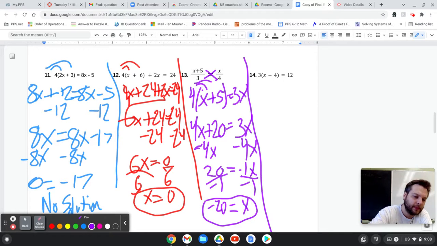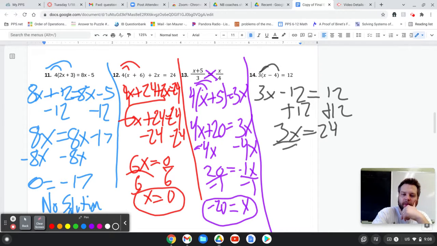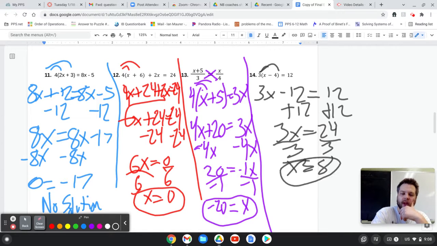Last one. Let's go back to the black ink here. Okay, just a pretty straightforward one. Distribute 3x, 3 times 4. Get your numbers on the right side. Divide by 3. And you get x is equal to 8. Notice that if you plug in 8, if you substitute 8, 8 minus 4 is 4, and 3 times 4 is 12. That's it for Unit 2.